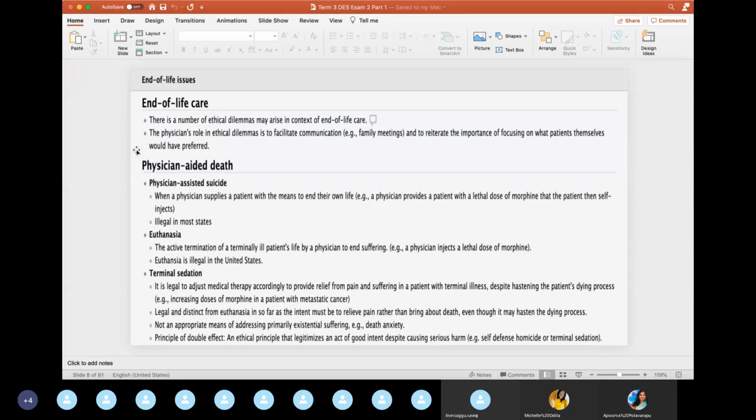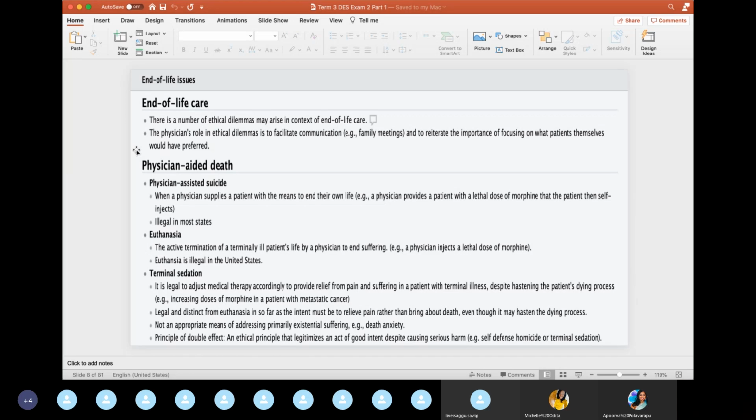I think Washington and Oregon are the only ones where physician-assisted suicide is legal. Correct me if I'm wrong. Euthanasia, however, is the active termination of a terminally ill patient's life. A physician is directly, actively injecting the lethal dose of morphine. This is illegal in the United States.